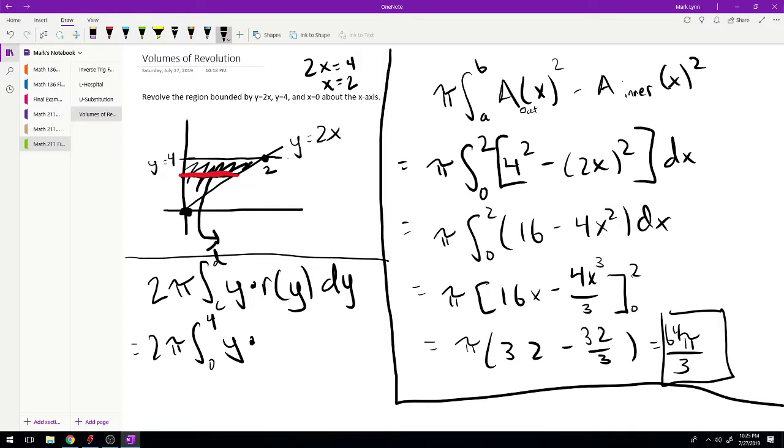And then we would need the radius in terms of y. Now, the radius is this red line, so essentially we're just going to get this curve, y equals 2x. But that's in terms of x. We have to get it in terms of y instead. So x would equal y over 2. So times y over 2.